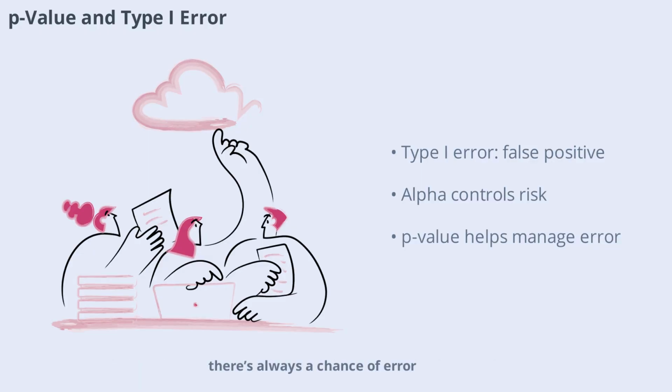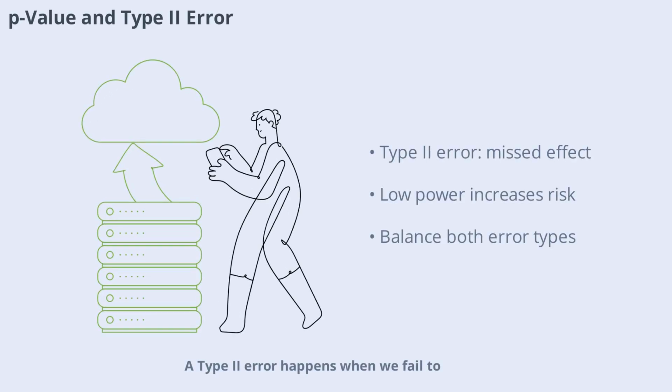Type II error happens when we fail to reject the null hypothesis even though it is false. This is often due to low statistical power or small sample sizes. Understanding both type I and type II errors is essential for interpreting p-values and designing robust studies.